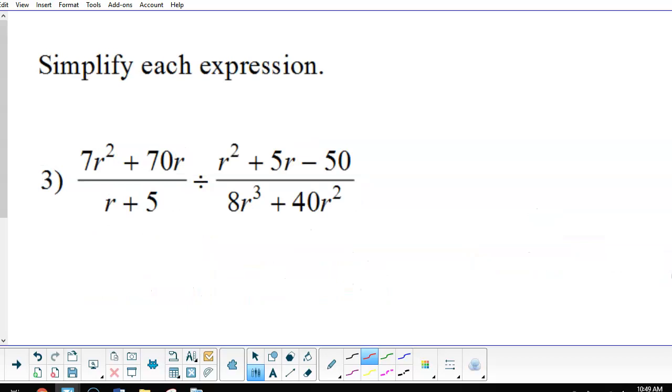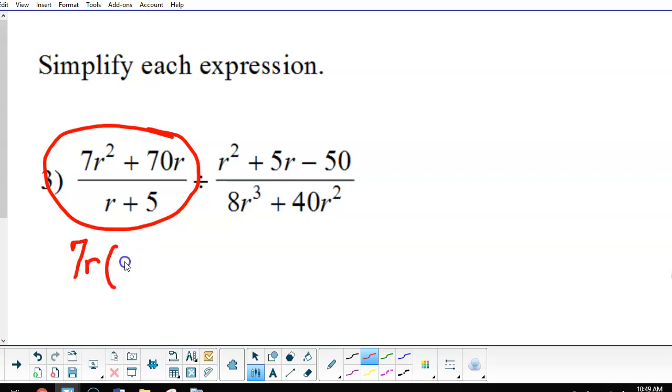Divide, so we need to flip the second one, right? But as I rewrite it, what can I take out of the top of this red one right here? A 7r, does that sound right? What's left? An r plus 10, does that work? And on the bottom is an r plus 5.